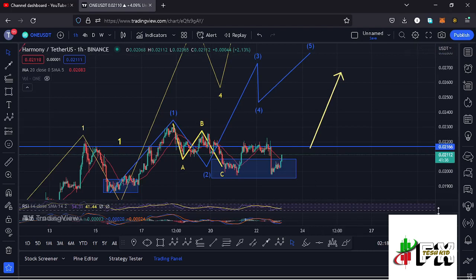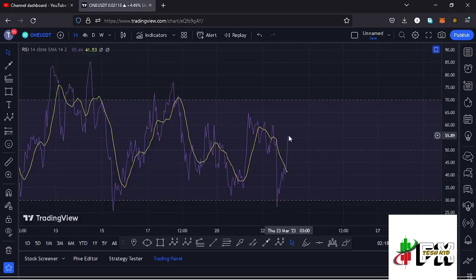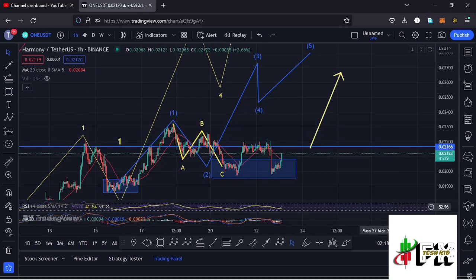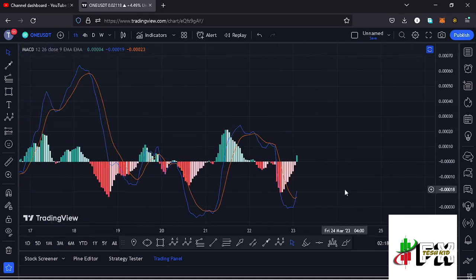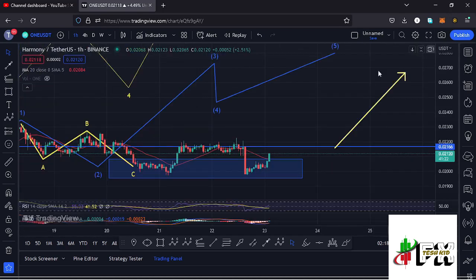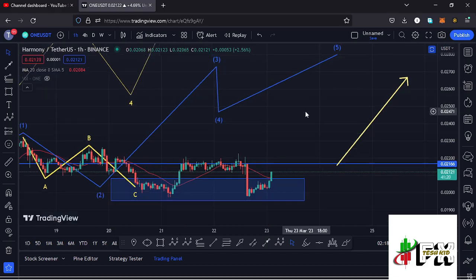Also taking a look at the indicators on the RSI, we are trading at around the 56 mark, meaning we have massive room for us to fully support higher prices. Also taking a look at the MACD, we have been able to print a bullish cross, fully supporting higher prices. So let's be patient and see how that plays out, and I'll be keeping you updated.